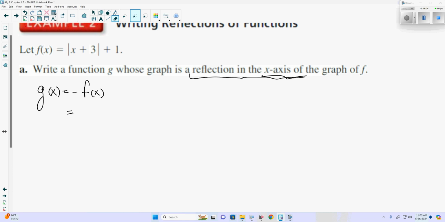So we have negative, parentheses. This is the first one where we've really needed that parentheses, because that negative is not being applied to just one part of that function, it's being applied to the entire thing. So we'd have absolute value of x plus 3 plus 1. Now we can say we replaced every x in f of x with x, or we just replaced f of x with its function.